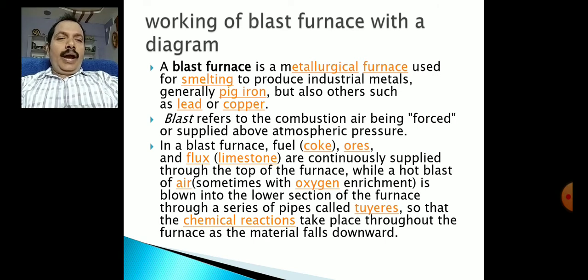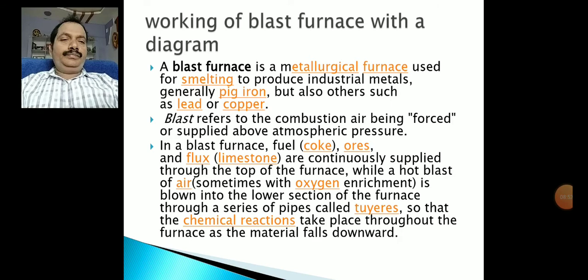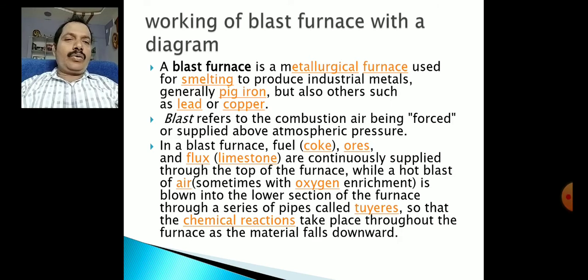So the coke, iron ore and flux are continuously supplied through the top of the furnace, while a hot blast of air, sometimes with oxygen enrichment, is blown into the lower section of the furnace through a series of pipes called tuyeres, so that the chemical reactions take place throughout the furnace as the material falls downwards.